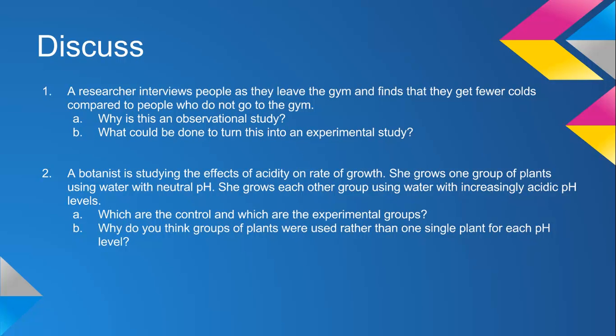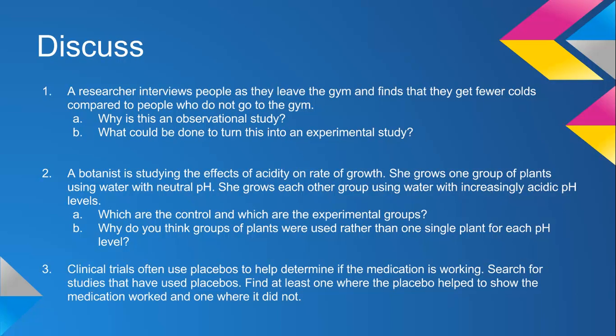Why do you think groups of plants were used rather than one single plant for each pH level? It's really the idea that one single plant might have something in it. It's just like people. We want to have more trials, more choices there, so that we can see the effects.